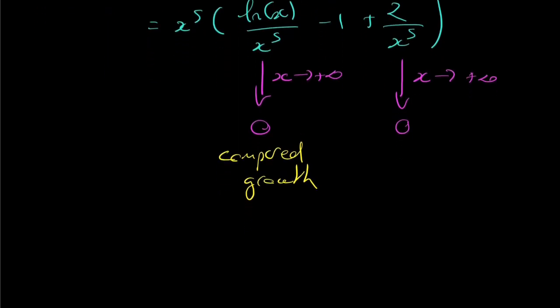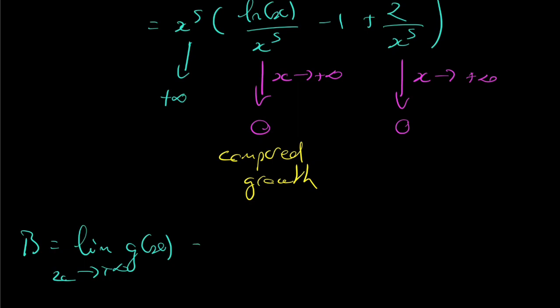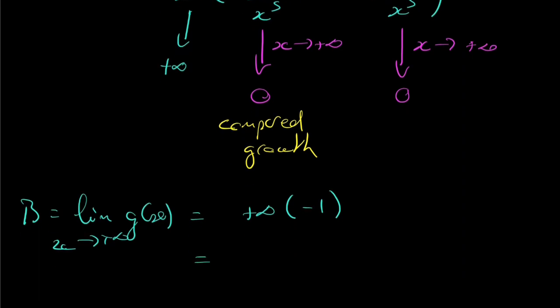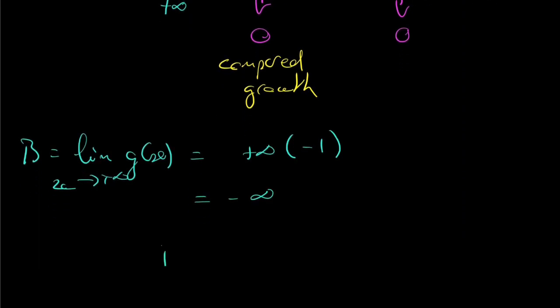And we conclude by saying that the limit of g of x when x tends to plus infinity, which is equal to b, is equal to x to the fifth, which tends to plus infinity, times the only one remaining, minus 1, which is equal to minus infinity. b is equal to minus infinity. And we have solved the exercise.